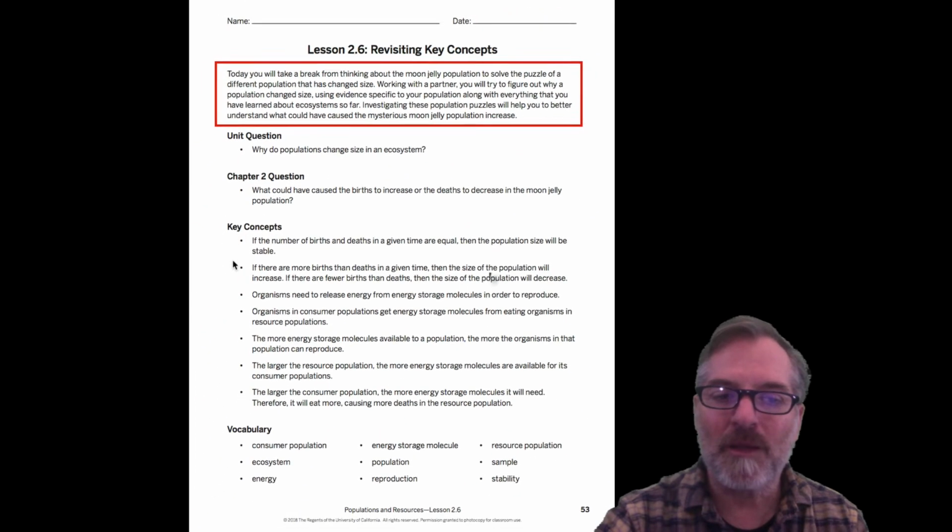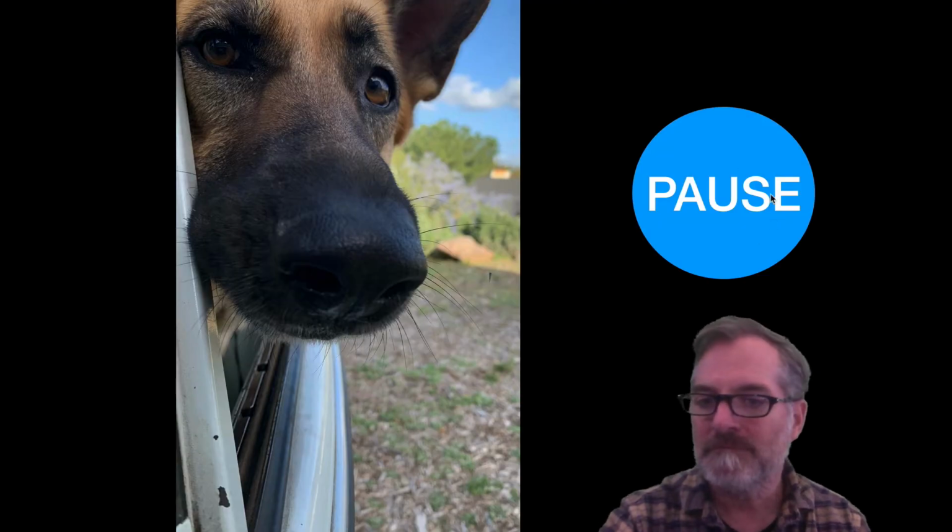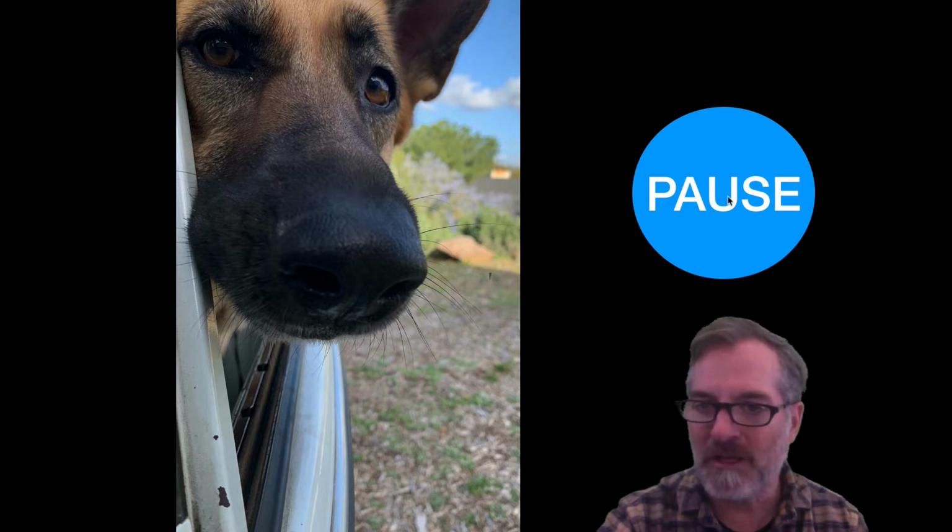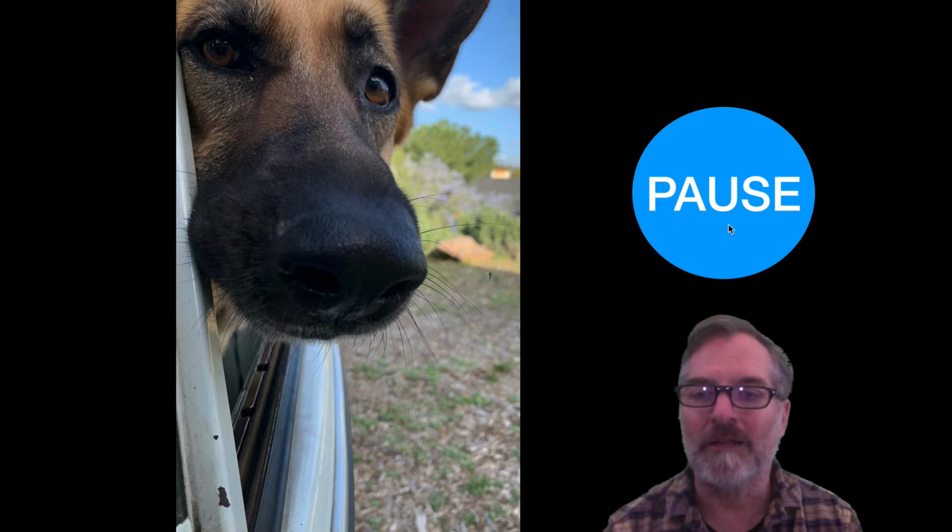So what I'd like you to do, we've already gone over these here and here. You're going to pause the video, and you are going to just look over the key concepts and just the key vocabulary. So if you could pause the video right now. This is my German Shepherd Beatrix. She's watching right now that you are pausing the video, and just take a moment to review that. Okay?